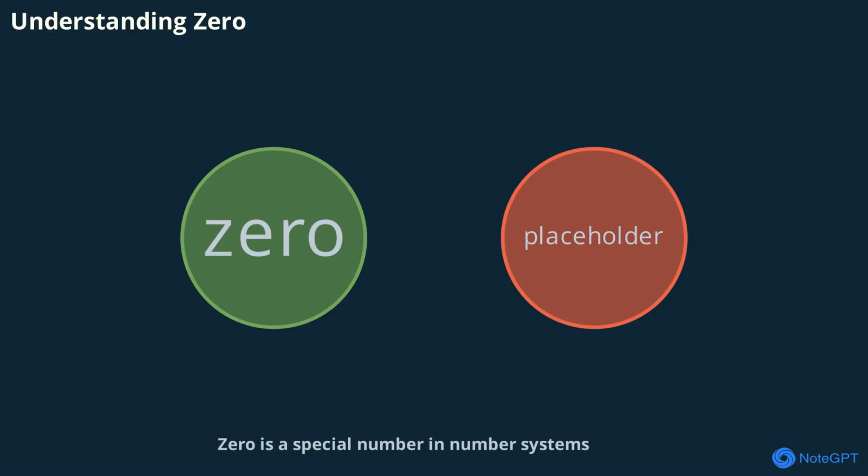0 is a special number in number systems. It acts as a placeholder and makes it possible to write large numbers easily. Not all ancient number systems had a symbol for 0, which made calculations harder. The invention of 0 was a major breakthrough in mathematics and made modern number systems possible.